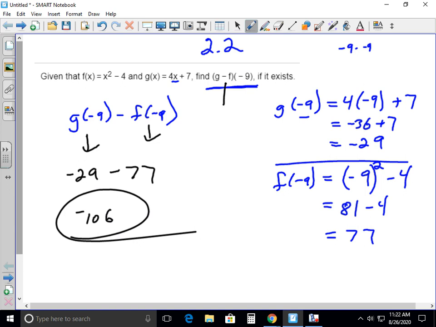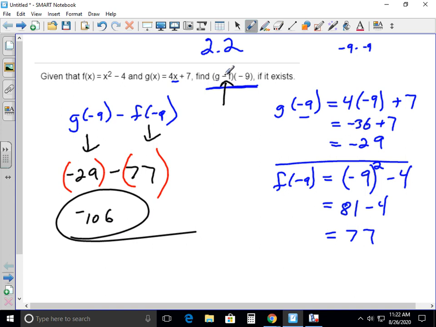If this would have been an addition sign instead, then we would have had a plus here, and we would have been adding 77. It wouldn't hurt to put parentheses like this. The value for g of negative 9 is this. The value for f of negative 9 is this. And we're subtracting on this one. If this would have been a plus, we would have been doing this number plus this number.